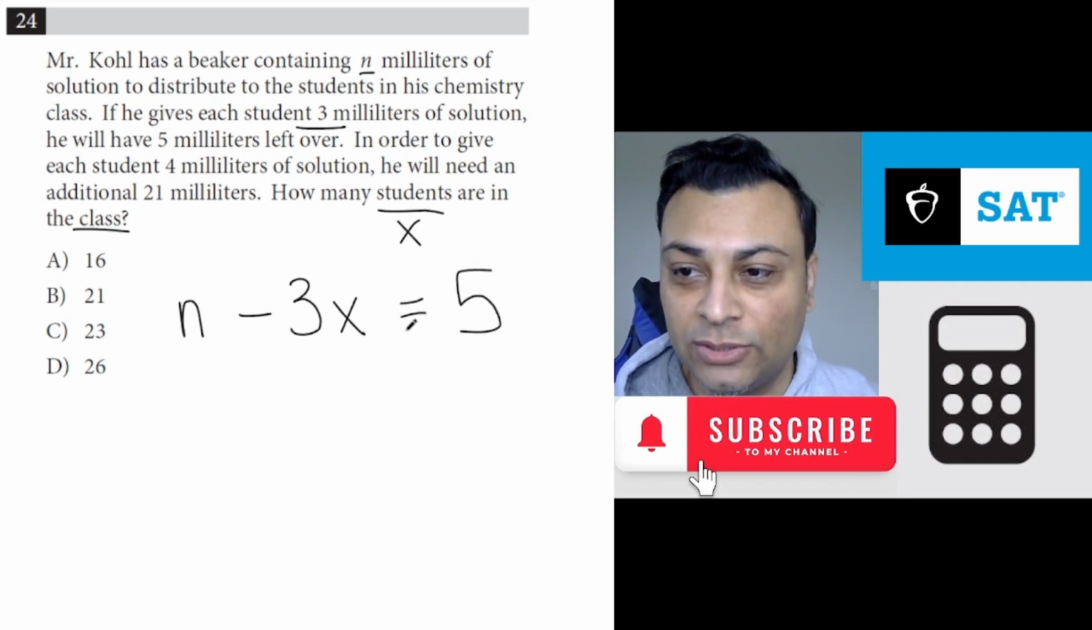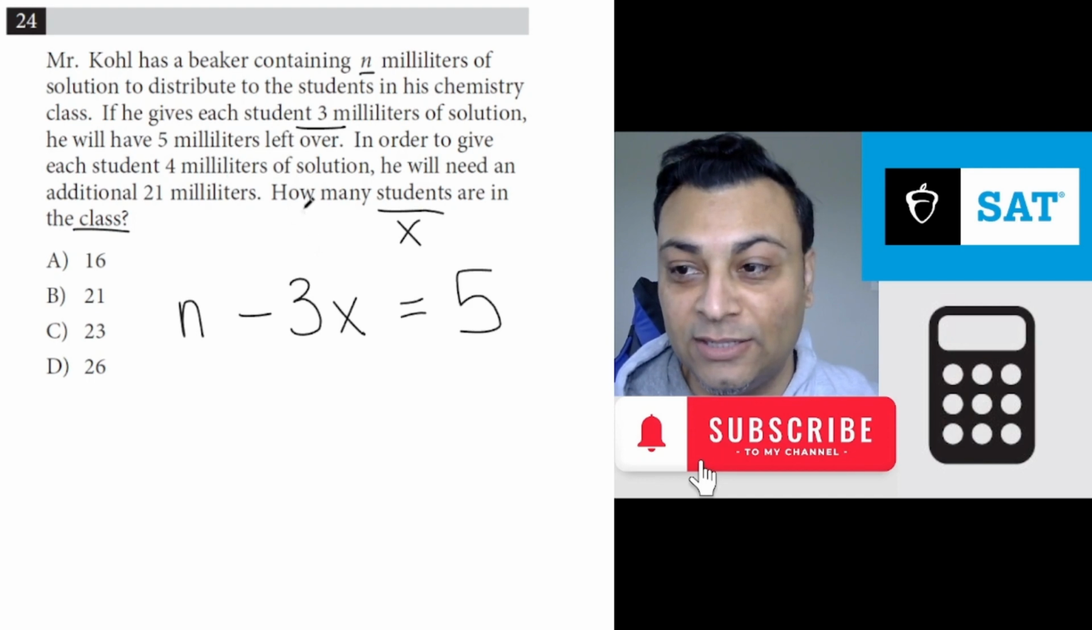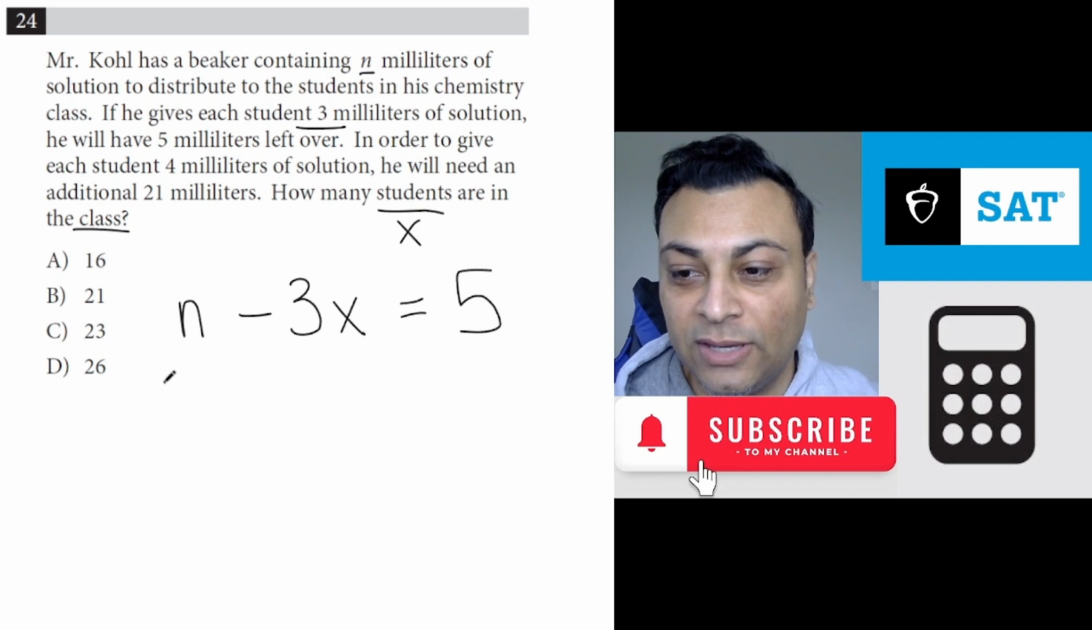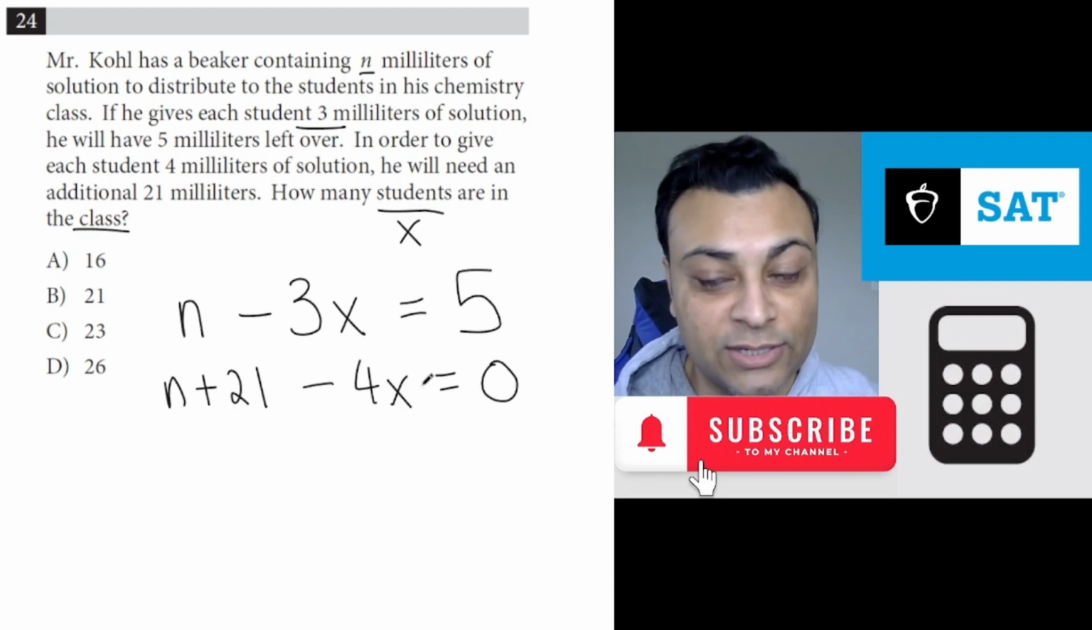That's our first equation. Secondly, they say in order to give away 4 milliliters and wind up with exactly nothing at the end, you need 21 more than what you have. So we need to have n plus 21. We need that much so that we can give 4 per student and wind up with exactly nothing remaining. So this is our second equation.